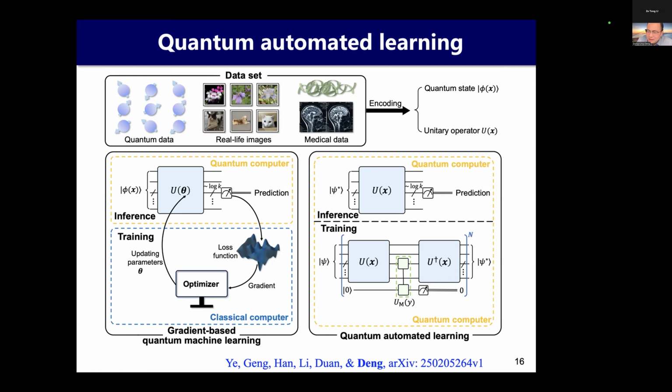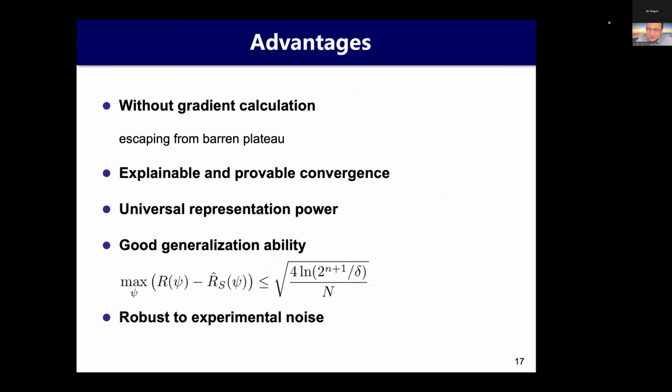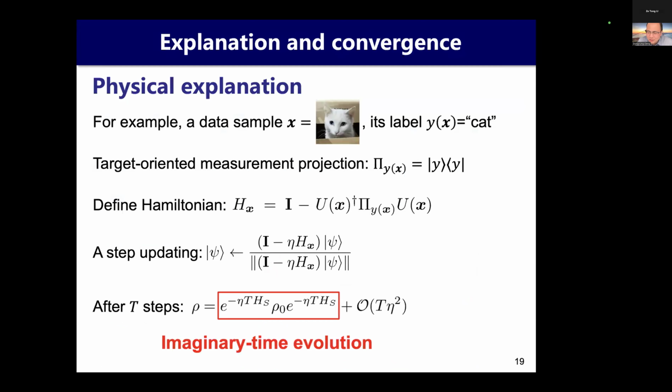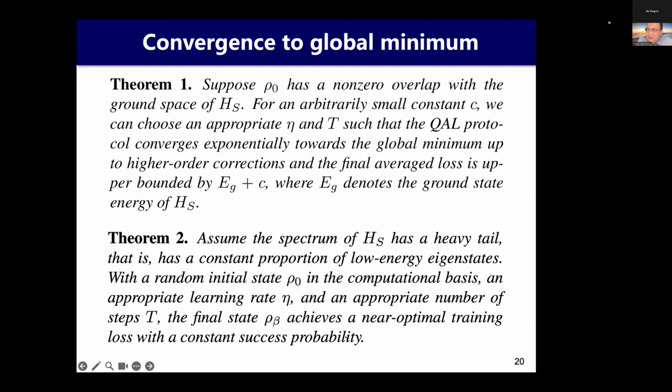However, as you can see, after training some steps, in the next step you learn more and more information about your image. Then the post-selection probability for the success case becomes larger and larger. So in total, you can prove that if you choose an appropriate learning rate and an appropriate number of steps, then you can achieve a constant success probability.